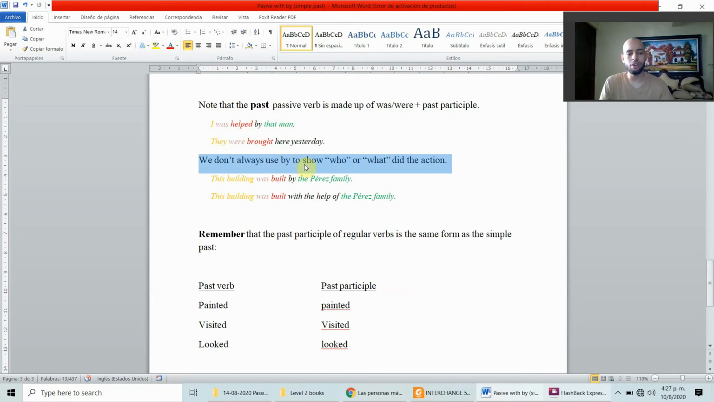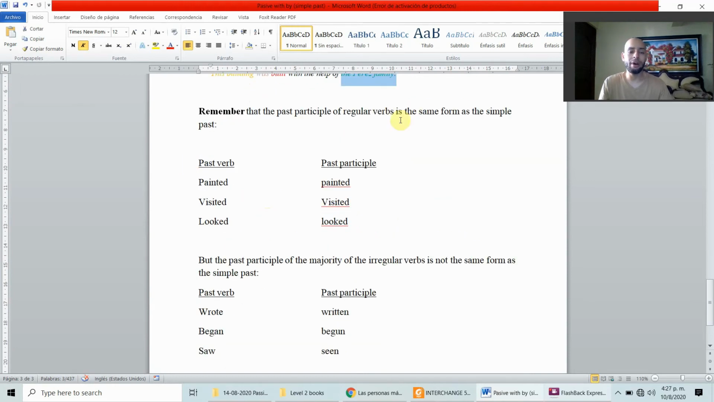We don't always use by to show who or what did the action. So there are other ways to use it. Let's see an example. This building was built by the Perez family. Here we are using by. And here we are not using by. This building was built with the help of the Perez family. Here is another thing we can use to describe who or what did the action.